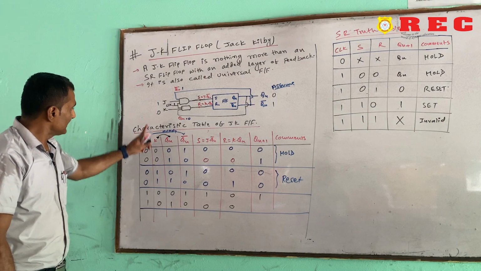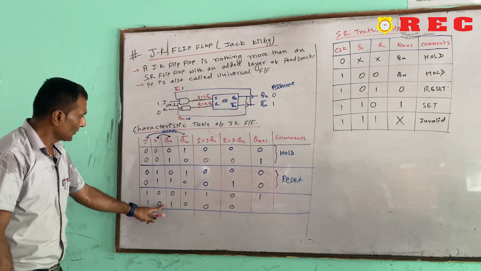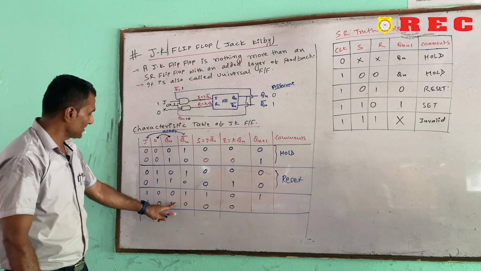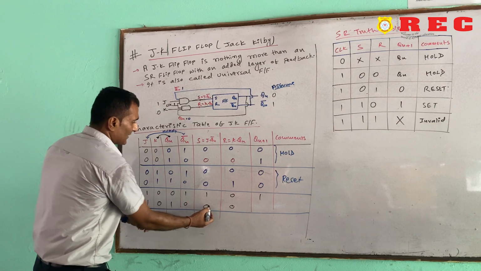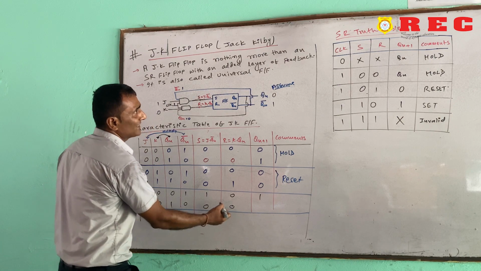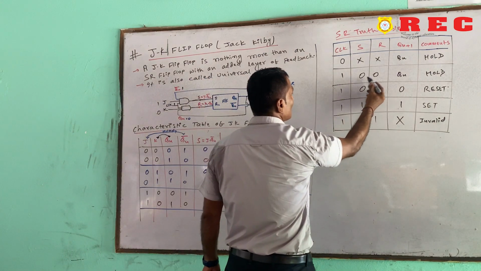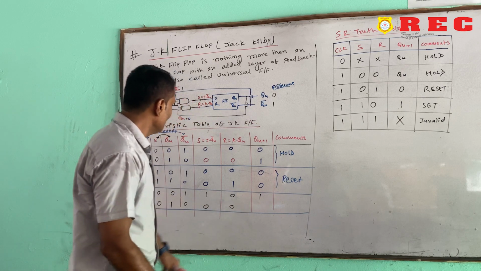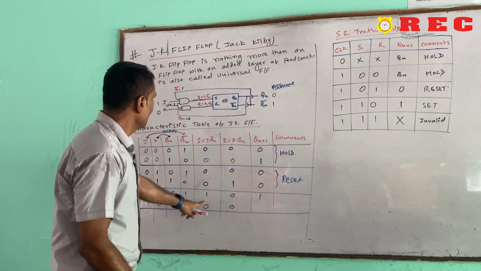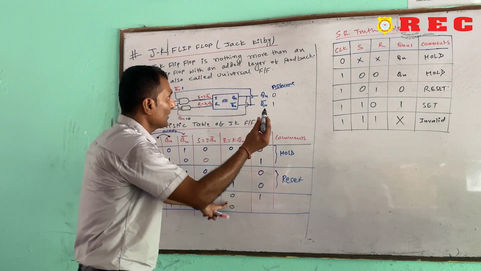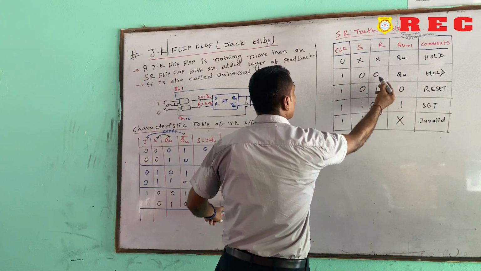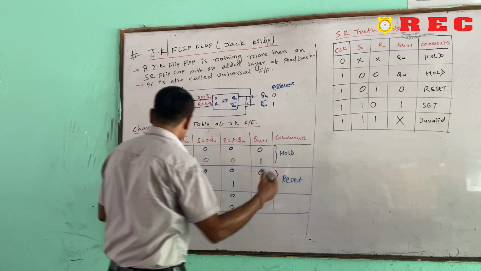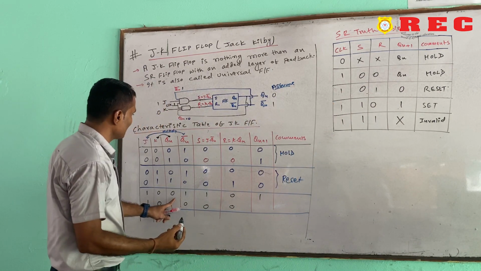Again, when J is equal to 1 and K is equal to 0, the value of Qn is equal to 1 and Qn complement is equal to 0. So again, what is here? 0 and 0. So in this condition, when S is equal to 0 and R is equal to 0, it is the hold condition. This was the previous Qn condition, and at that time the value of Qn is equal to 1.